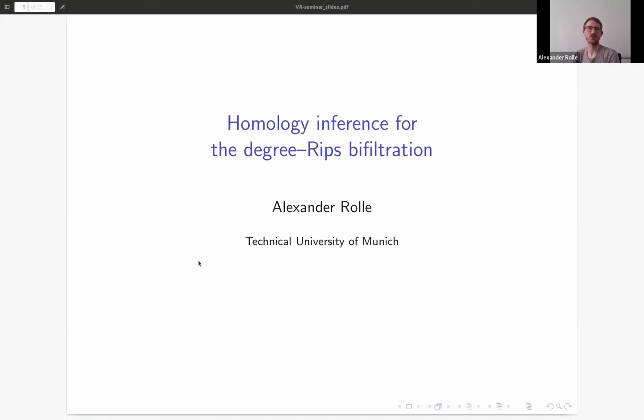Yeah, so the title is Homology Inference for the Degree-Rips Bifiltration. Today, I'm not going to present some big homology inference theorem about degree-Rips. My goal is more modest than that, maybe. But I want to do a few things. So first of all, I'll describe degree-Rips, and in particular, give the definition.